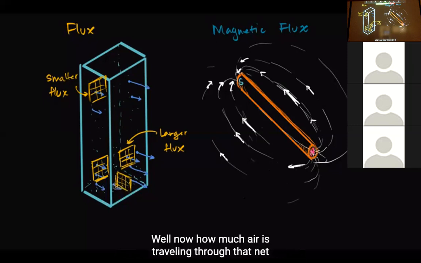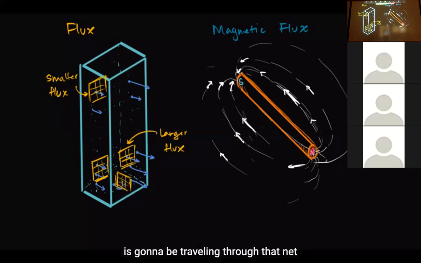Well, now how much air is traveling through that net in a given amount of time? Now very little to zero air is going to be traveling through that net. The air is going along the surface, not through the surface. Let's just say that all the air is going exactly in the same direction as the surface, so nothing is going through the surface. We would say that this one has zero flux.